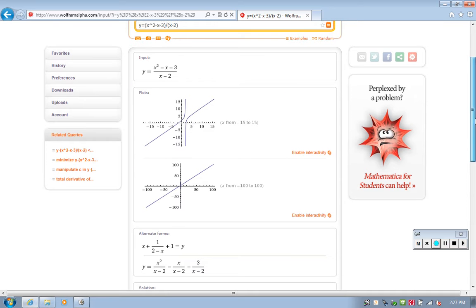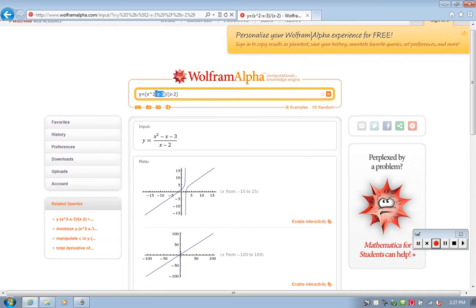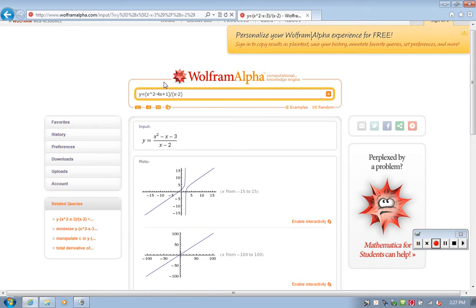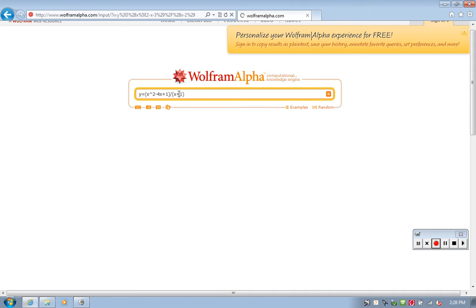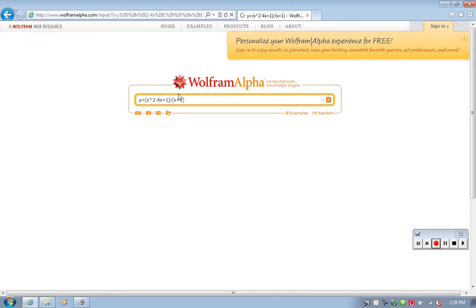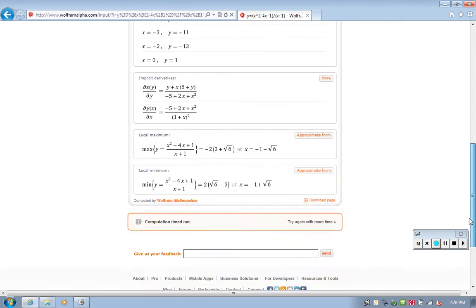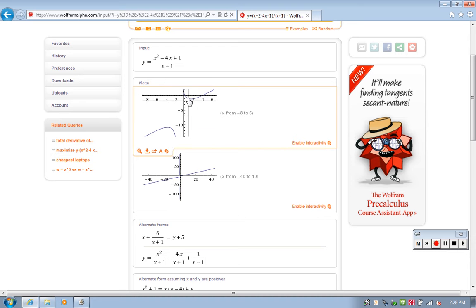This isn't it. This is the last one. This one was x squared minus 4x plus 1 over x plus 1. And the graph comes up. There it is. Oh, it's inside them. So it's there and there.